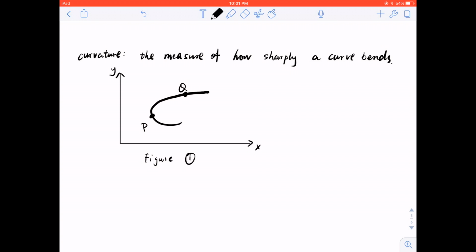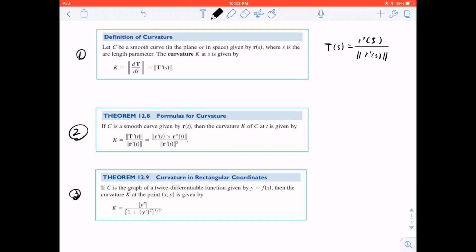Actually, you can calculate curvature by calculating the magnitude of the rate of change of the unit tangent vector T with respect to the arc length s. When you are actually trying to figure out curvature, there are three formulas that you need to get familiar with. The first one is the definition of curvature.